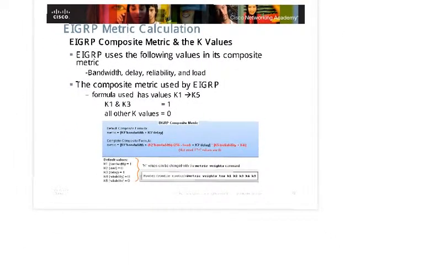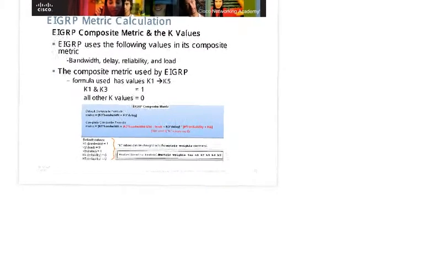So when it comes to metric calculation, as we said before, the metric calculation for EIGRP is complicated compared to RIP, and it's based on 4 major components: the bandwidth, the delay, reliability, and load. Those are 4 major parameters that we use to calculate the metric. It's a combined metric of all these parameters. So this composite metric uses weights for calculation. So we use weights K1, K2, K3, K4, K5. So we use 5 different weights.